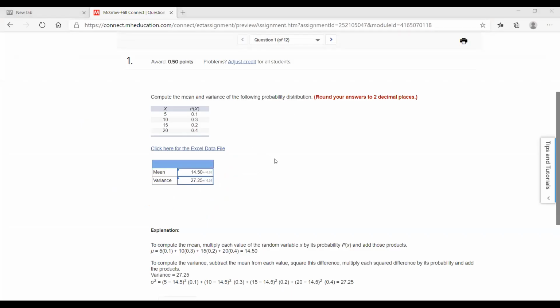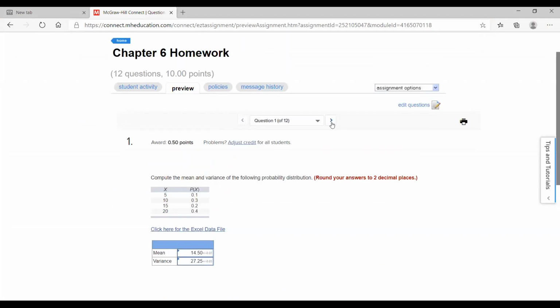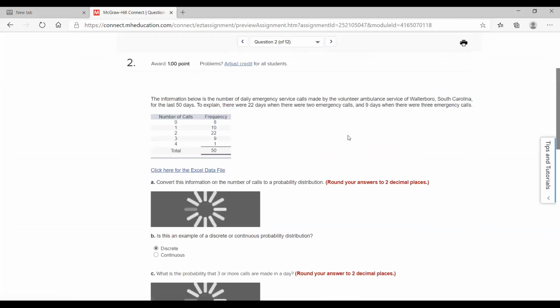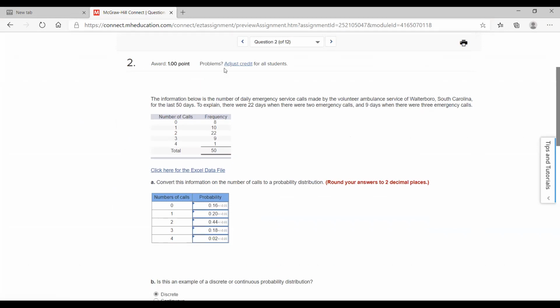All right, so let's check out problem number 2. Same thing, I'm going to show you an Excel file. Again, what they give us is our discrete outcomes right here, 0 up to 4, and they give us the frequency up to 50. And then down here, they're showing you essentially your relative frequency distribution, where you're converting these into probabilities. And of course, this is going to be discrete.